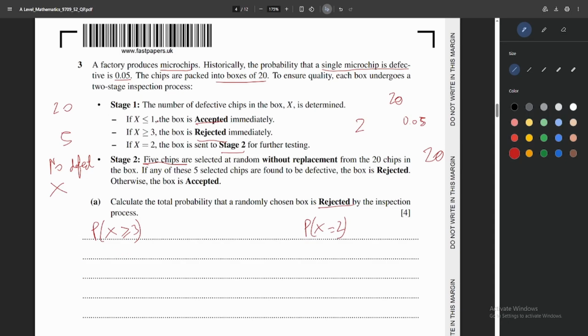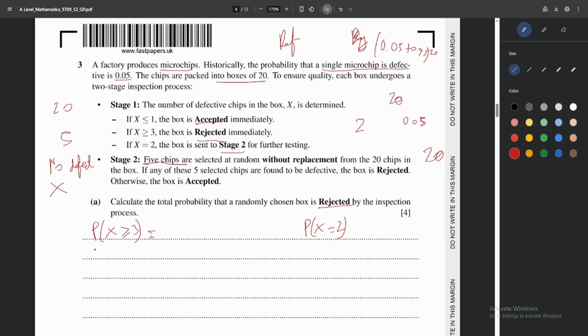So it's a binomial probability, because the cases are that it is either defective or not defective. So it's a binomial case, and since it's 20, the power is 20. So we're going to use binomial with probability of 0.05 plus 0.95 to the power 20. Over here the question is 3 or more, so that means 3 or more are defective.